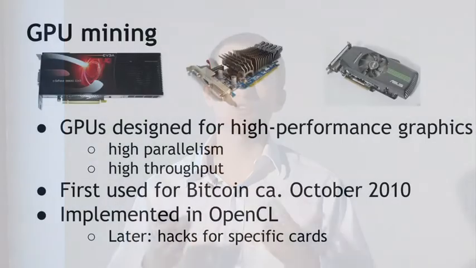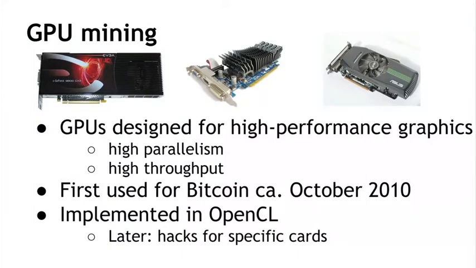So CPU mining was the first generation of mining. The second generation, when people started to get frustrated with how slow their CPUs were, was to try to use their graphics card, their graphics processing unit, or GPU. So what is a GPU?